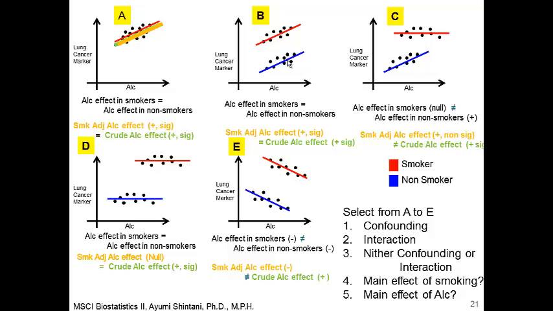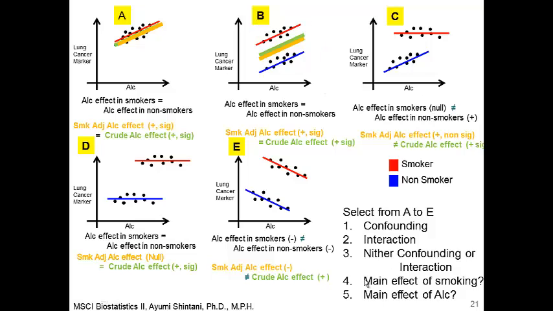And do you think smoking is confounding the effect of alcohol? To judge that, you compare the unadjusted effect of alcohol versus the adjusted effect of alcohol. So let's draw a straight line ignoring the red and blue lines. That's the unadjusted slope. And how about the adjusted slope? Since the two slopes are the same, if you pool the two, it would be the same. So the answer is number 3. Smoking is neither confounding nor interacting for scenario B.